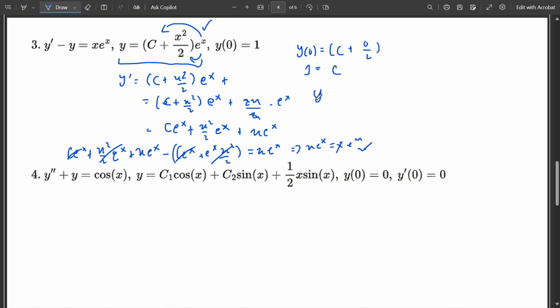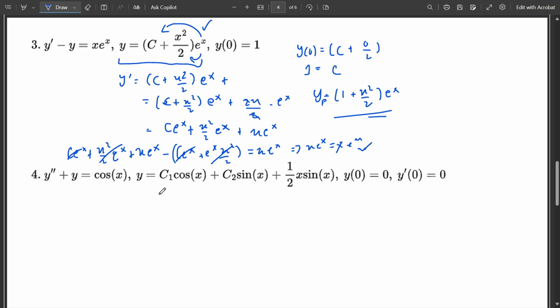We have y equals c, which is just 1, plus x squared over 2, e to the x. So this is the solution at the point 0 comma 1. This is y particular. So this is the solution. I should leave it like this. And okay, next we have y double prime plus y equals cosine x.